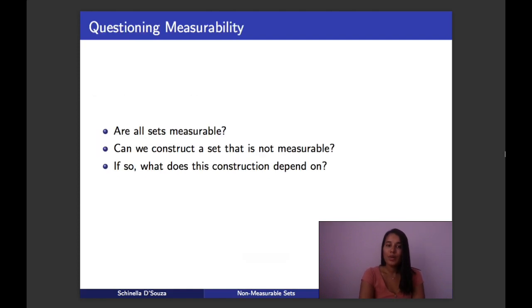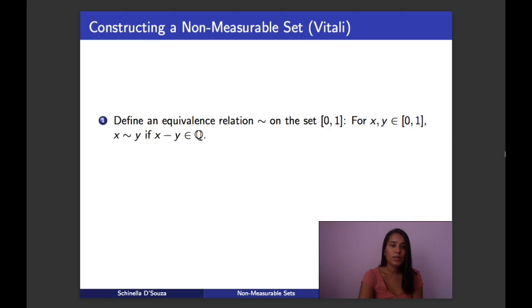So far, we've seen quite a few examples of measurable sets. Not only the ones I mentioned in the previous slide, but also the specific examples we saw when looking at outer measure. But does this mean that all sets are measurable, and if not, how would you go about constructing a non-measurable set? It is possible to construct a non-measurable set, and in 1905, Vitali came up with such a construction. We start by defining an equivalence relation on the closed interval 0, 1.